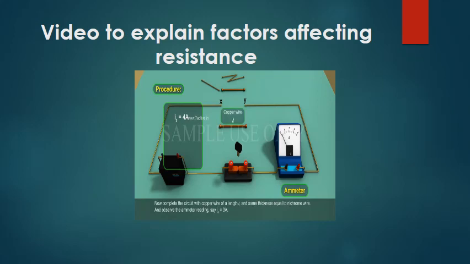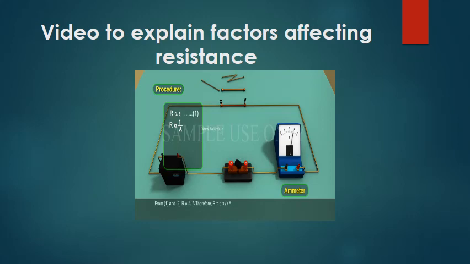Now complete the circuit with copper wire of length L and same thickness as the nichrome wire, and observe the ammeter reading. Say I4 is equal to 3A. We can say that I4 is greater than I1. We can say that resistance depends on nature of its material. Thus, resistance of a uniform metallic conductor is directly proportional to its length L and inversely proportional to area of cross section A.